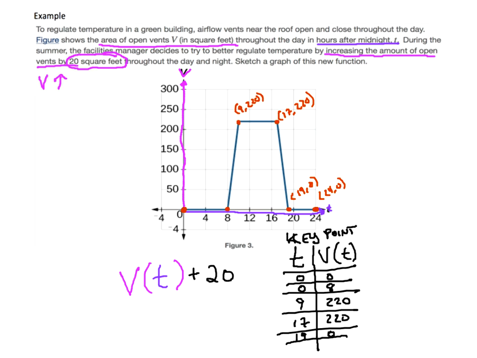All right, 17, 220, 19, 0, and then 24, 0. Those are the key points that we have. Since this is outside of the actual function, this is happening on the output values. So when I go to create a chart for my new function, v of t plus 20, nothing happens to my input values. They remain the same.